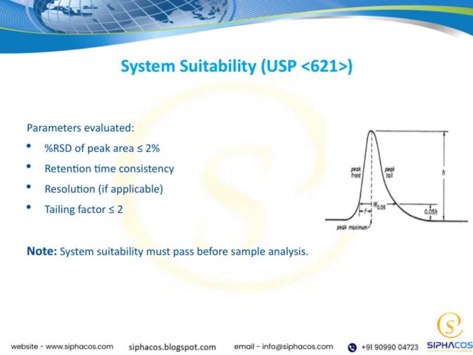Lastly, we assess the tailing factor, which should be less than or equal to 2. A lower tailing factor indicates symmetric peaks, reflecting good column performance and method robustness. Remember, the key point here is that the system must pass all these criteria before we analyze any samples. This step helps us maintain data integrity and confidence in our results throughout the entire process.